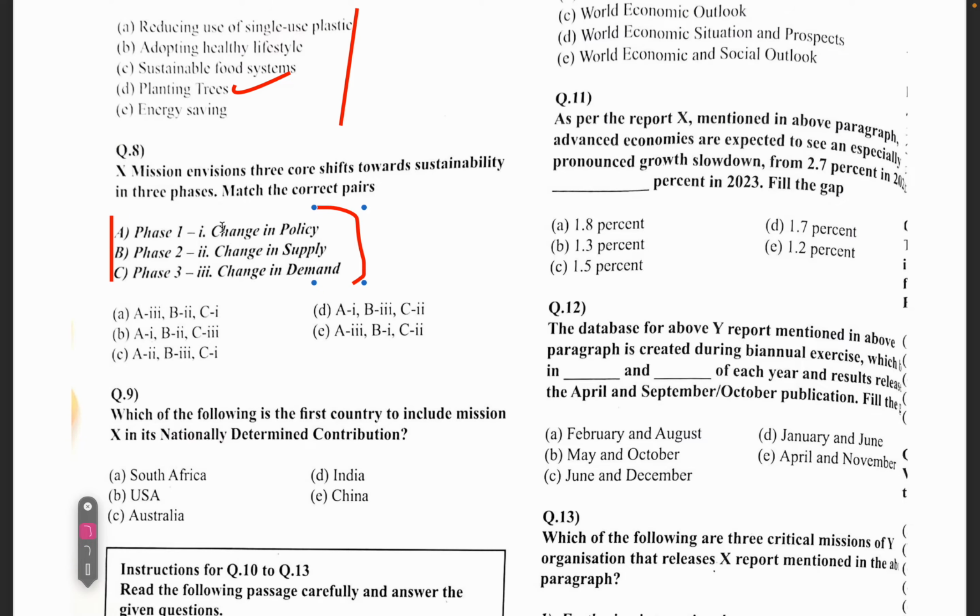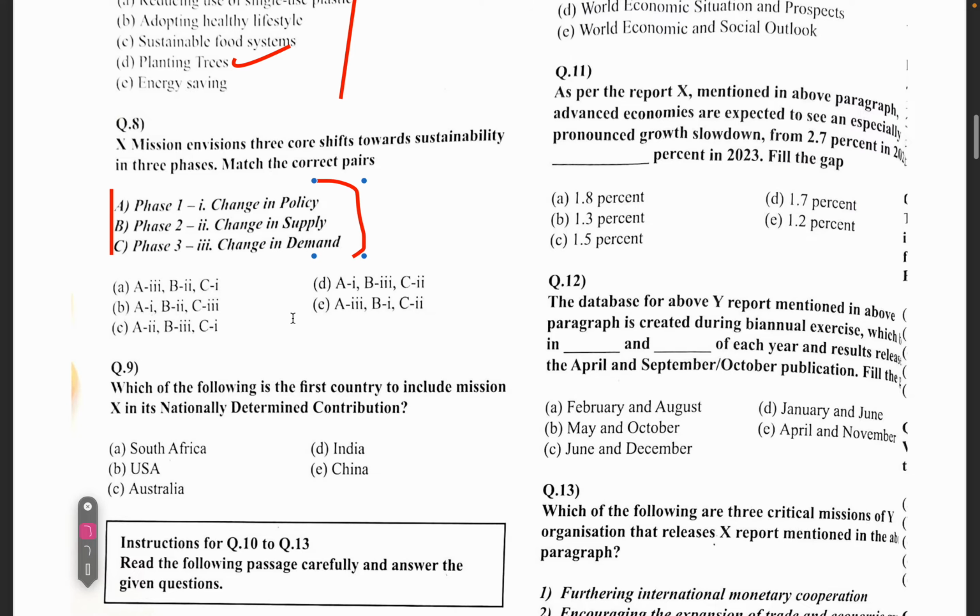when I read, I simply memorized that there are three phases: policy, supply, demand. But I didn't remember it in sequence. I simply knew, okay, it was policy, supply, and demand. I thought, okay, if some question comes, I'll eliminate. But it is difficult because now I need to map which one was phase one out of these three, which was phase two, which was phase three. So I think it was an easy part, because if you understand the mission, you don't need to exactly memorize the phases.